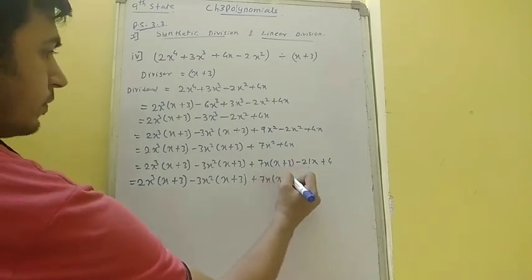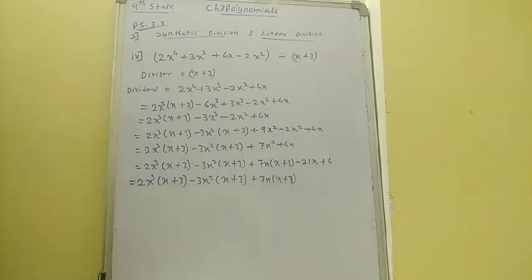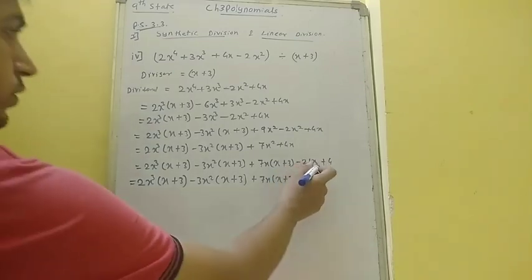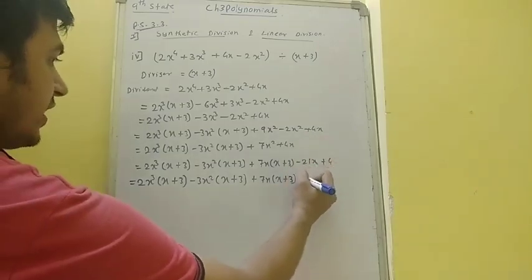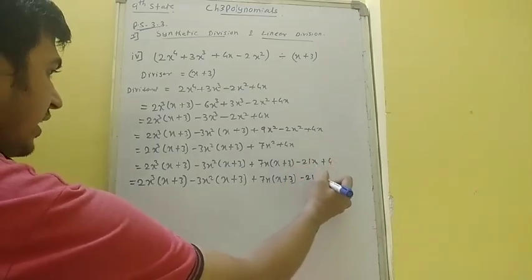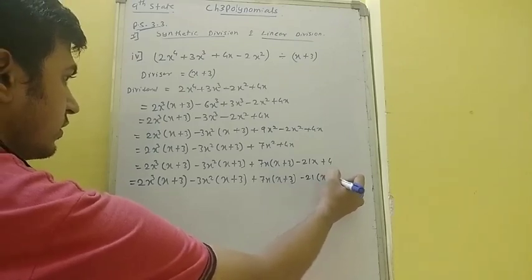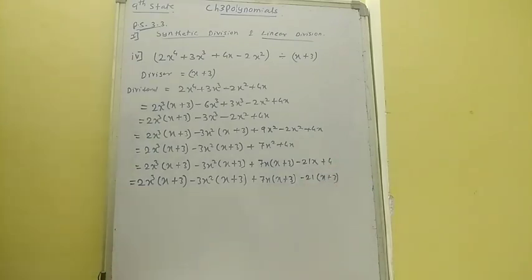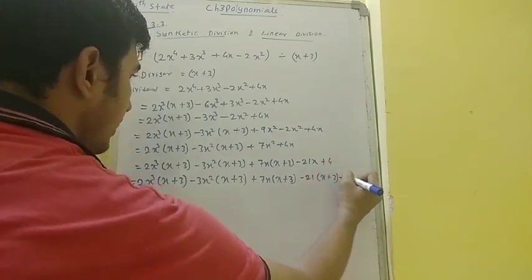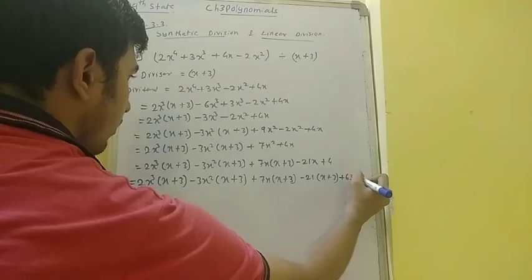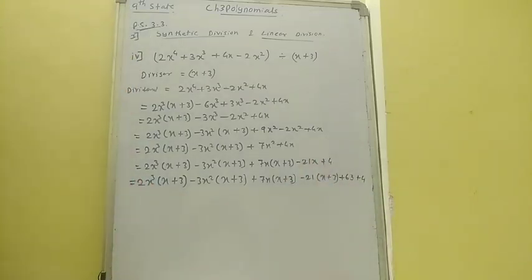Okay. Now to balance this minus 21, I can take minus 21 common, so that I will get x plus 3. Okay, now 21 threes are 63. Minus 63 will be balanced by plus 63 plus 4.